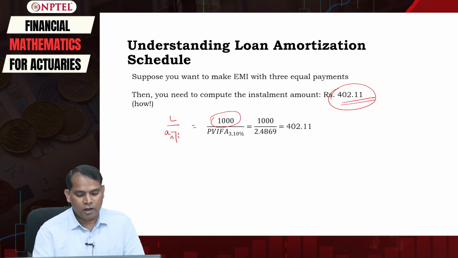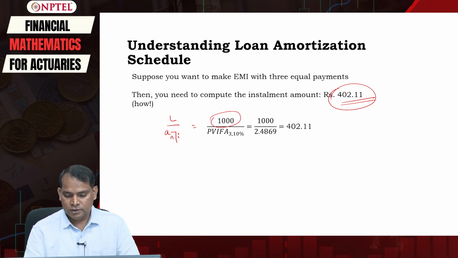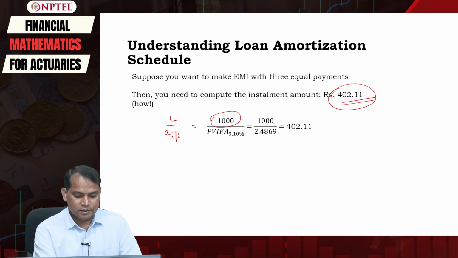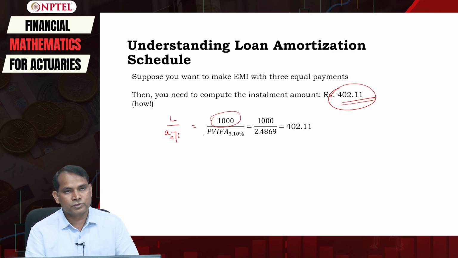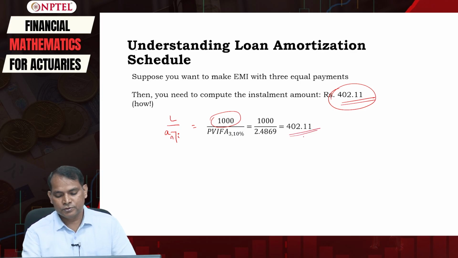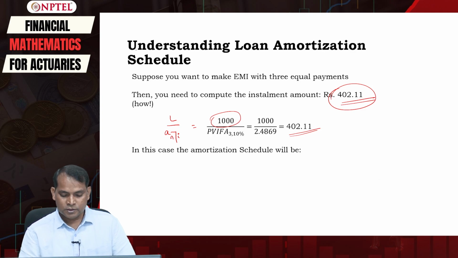And then here we know the present value interest factor for annuity, using the formula, you will get 2.4869, which gives 402.11. So in this case, the amortization schedule looks like this.